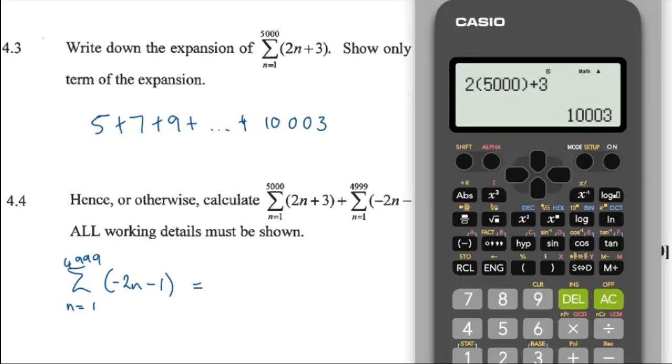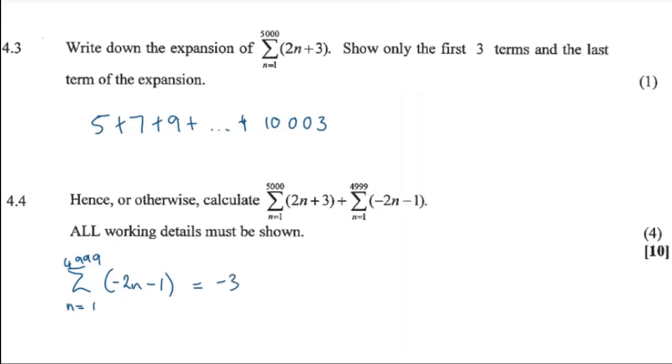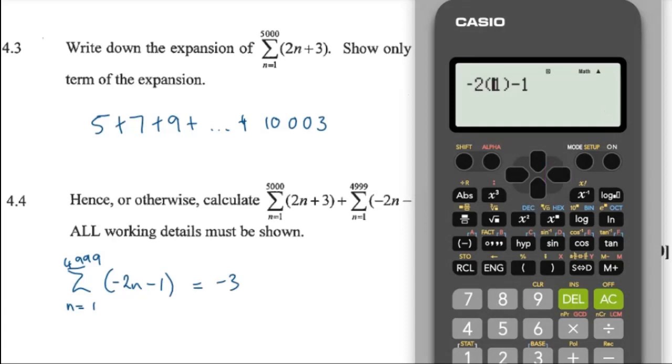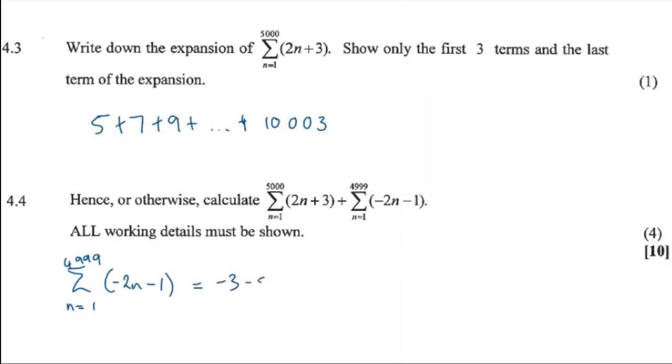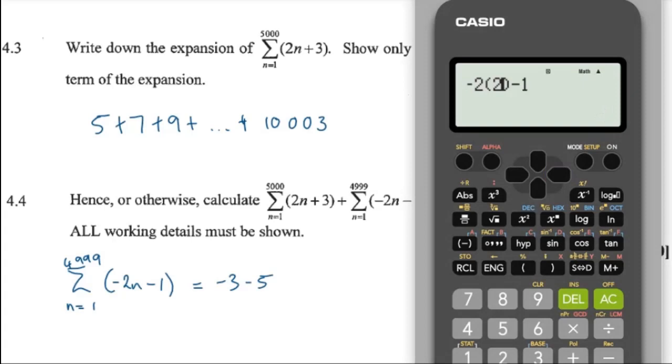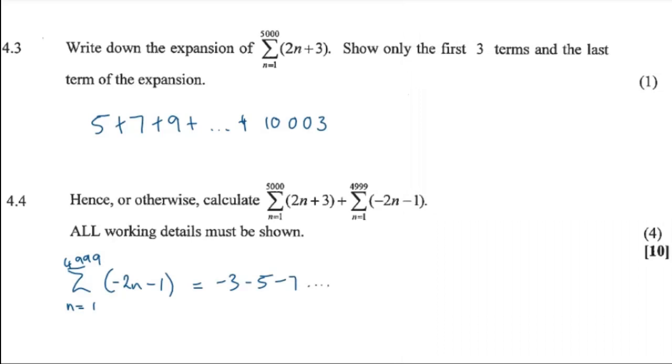We're just going to bring up our calculator. Let's find the first term of that. That will be negative 2 by n, so n is 1 in this case, minus 1, so that will be negative 3. Let's check out the next one. Remove that and put 2, and that's negative 5. And the third term, put 3, and it's negative 7, and so on.